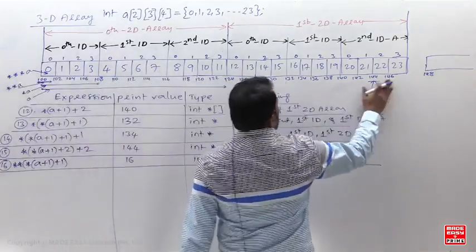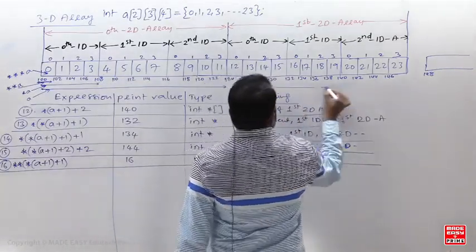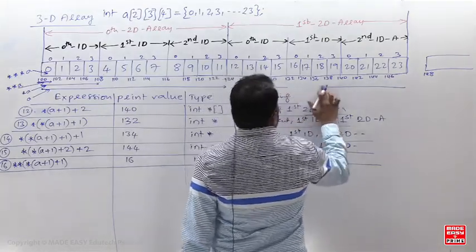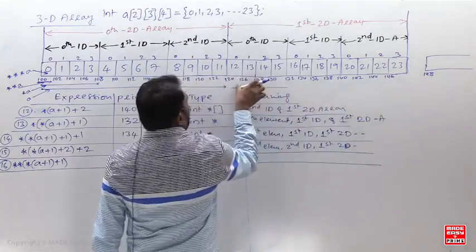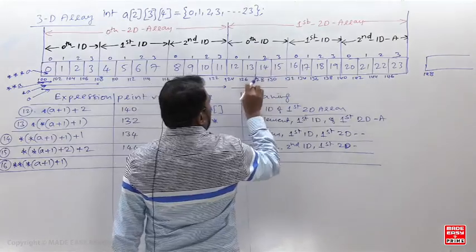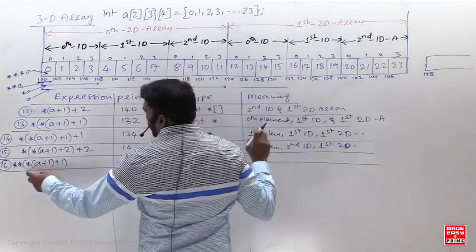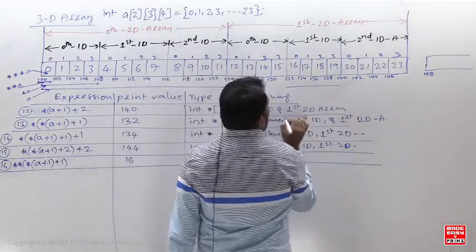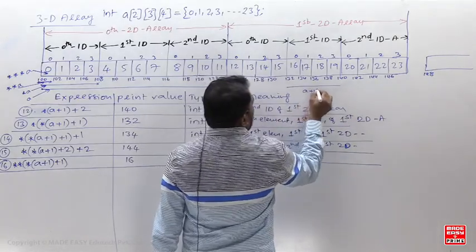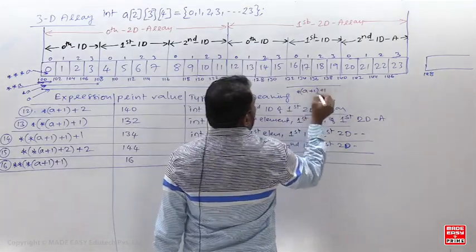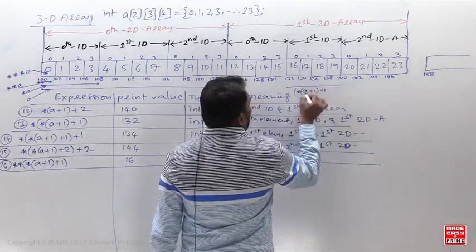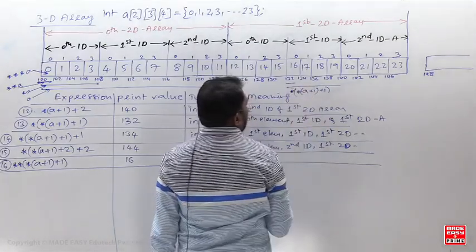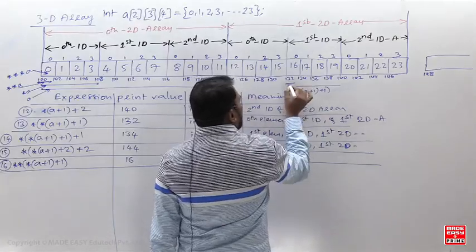A plus 1 means you are pointing to this. A plus 1 whole star means you are pointing to this one. अपने को इधर आना है तो A plus 1 whole star plus 1. A plus 1 whole star plus 1 means you come here. If I apply one more star, it's pointing to 132. Is that clear? So it's pointing to 132.